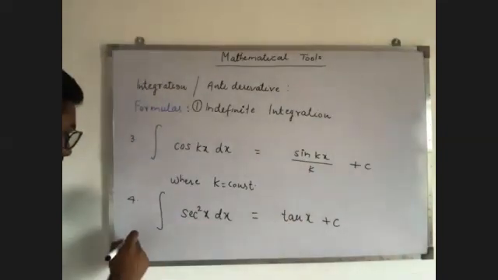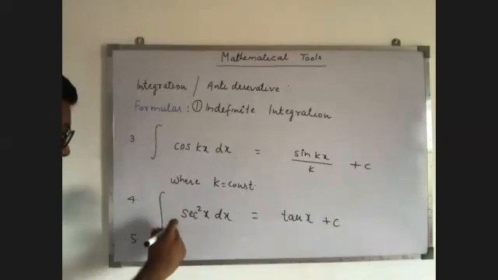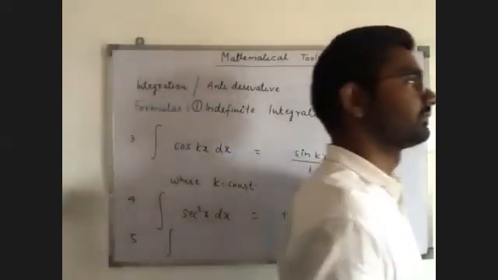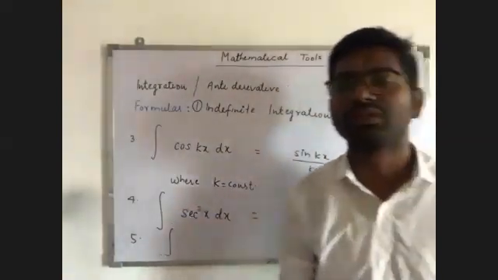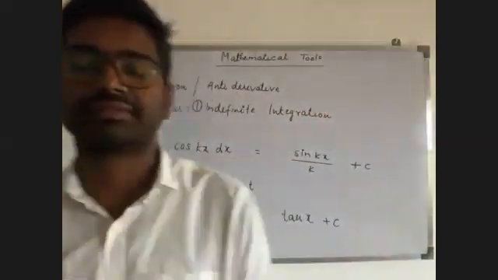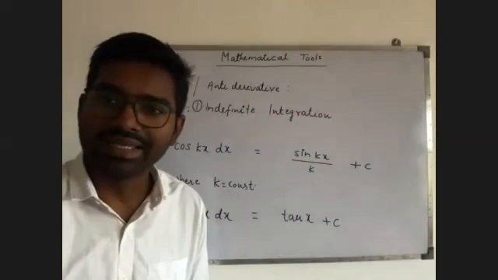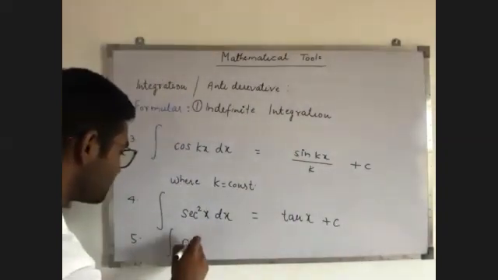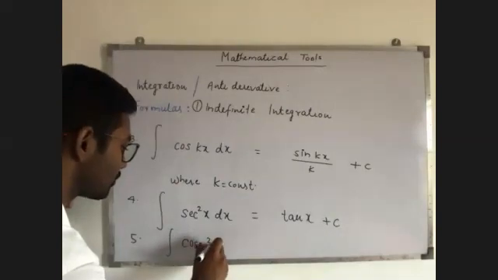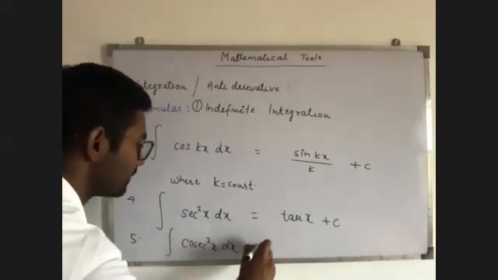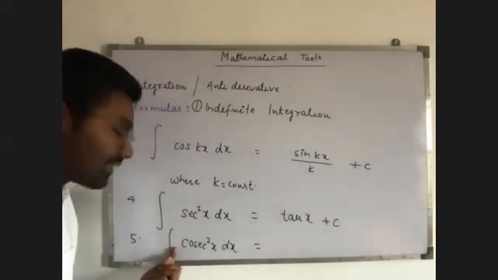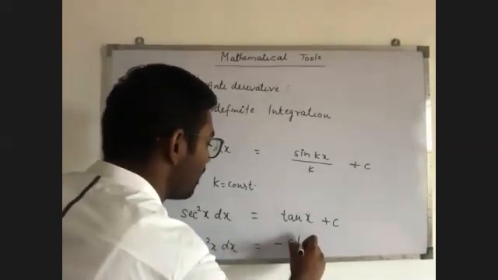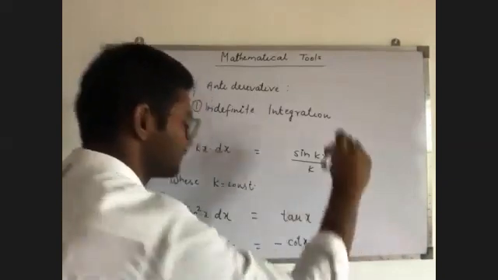In the same way, what was the differentiation of cot x? Minus cosec square x. So look here, I have not taken the minus sign here. So can I say that the integration of cosec square x dx will be minus cot x plus c?